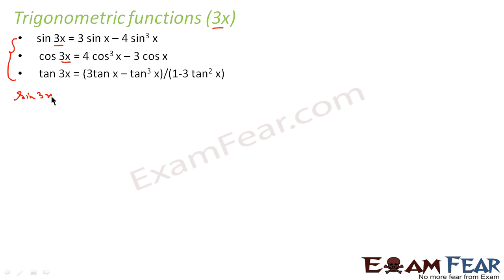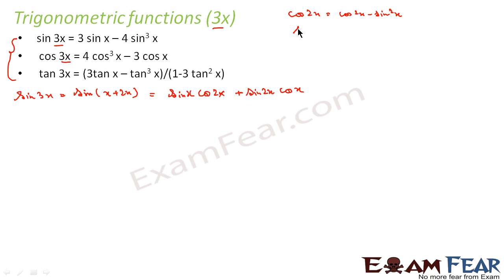Let me take sine 3x first. Sine 3x, I can say this is equal to sine of x plus 2x. This in turn is equal to: sine wants to do things with the cos, so he'll say first I'll do part x and I want cos to do part 2x, then I will do part of 2x and I want cos to do part of x. So sine of x plus 2x will become sine x cos 2x plus sine 2x cos x. Now we already know that cos of 2x is equal to cos square x minus sine square x, and sine of 2x is equal to 2 sine x cos x. This we have proved just now.